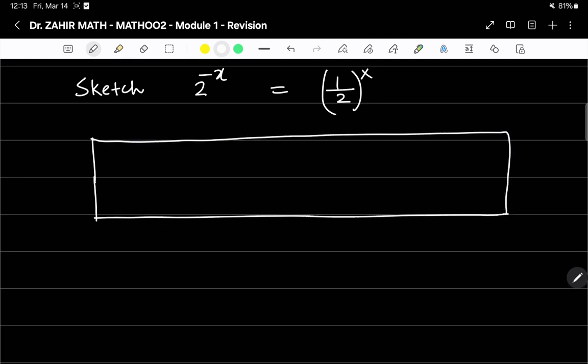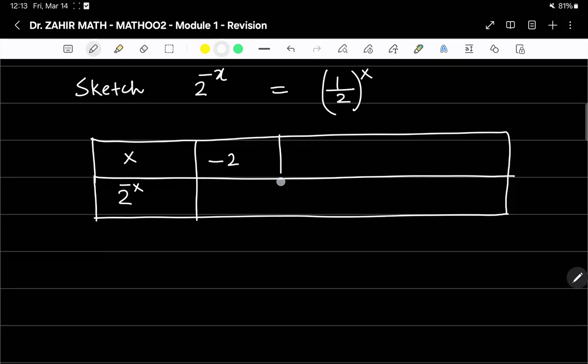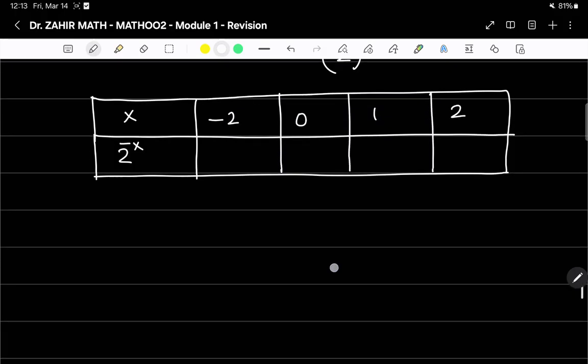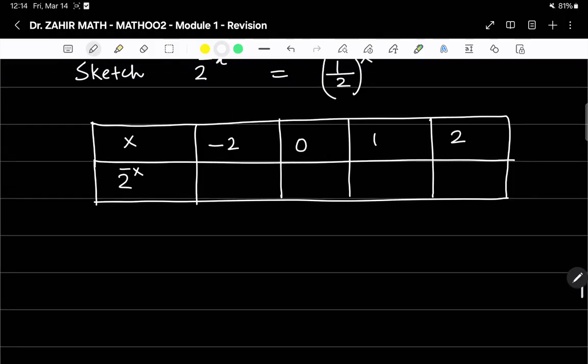So let's start the table. x and y is 2 power minus x. So minus 2, 0, 1, 2. Minimum 4 values. Sometimes the table will be given in the exam and you go according to the table. Sometimes the table will not be given and you can take your own values, but take whole numbers. Whole numbers means 0, 1, 2, 3, minus 1, minus 2, like that.